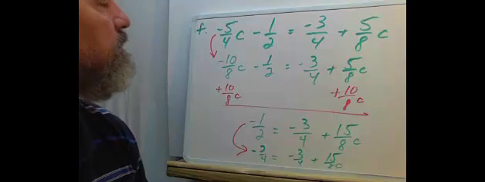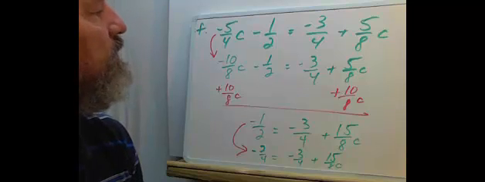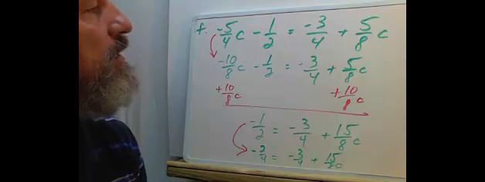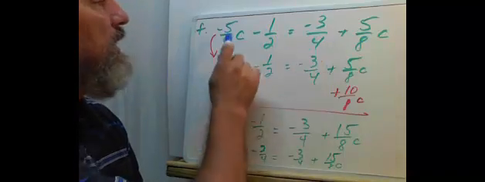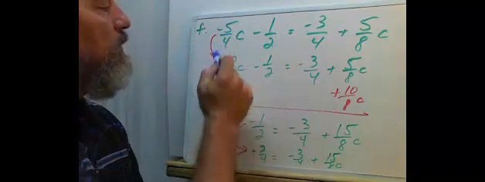Letter F. -5/4 C minus 1/2 equals -3/4 plus 5/8 C. First step, we need a common denominator with our variable. Obviously it's 8, so we double both numbers here.